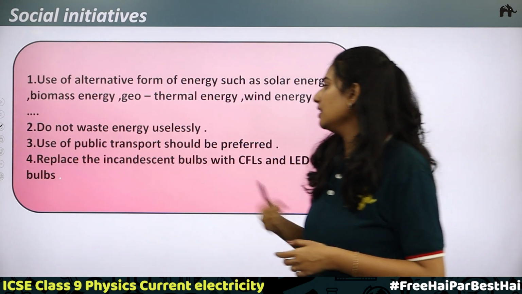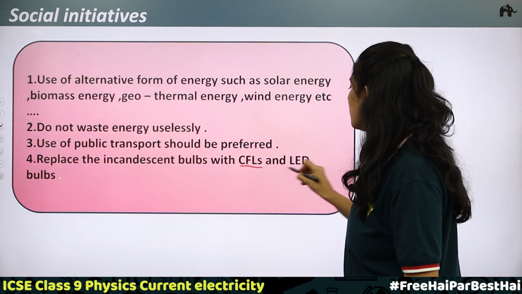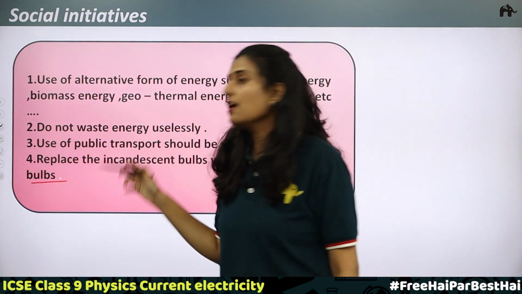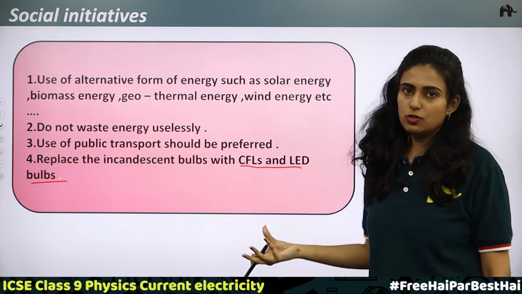Next, fourth one, replace the incandescent bulb with CFLs and LED bulbs. You have to prefer the use of LED bulbs more than CFL bulbs. So this is the fourth method that can be used to make efficient use of energy.